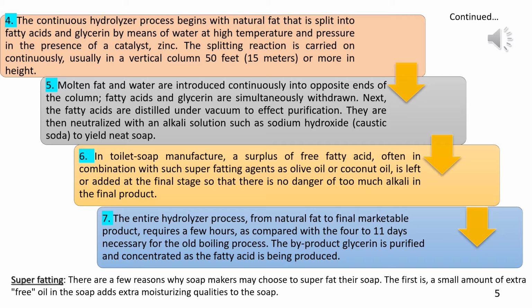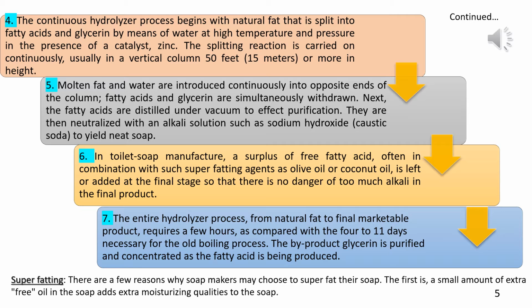So, after the splitting reaction takes place in this vertical column, in its opposite end, we can introduce the molten fat and water, and we can now withdraw the fatty acids and glycerine from this column. After this, the process of distillation takes place to perform the purification process.